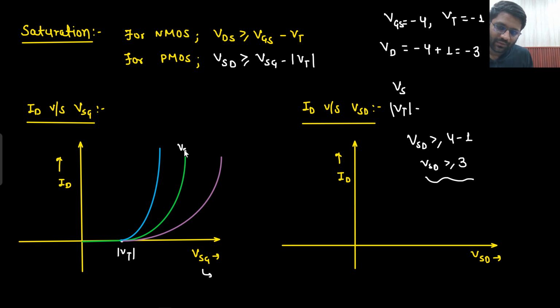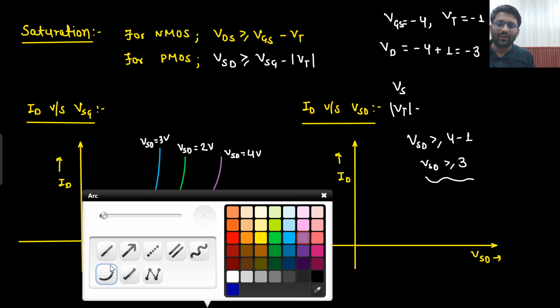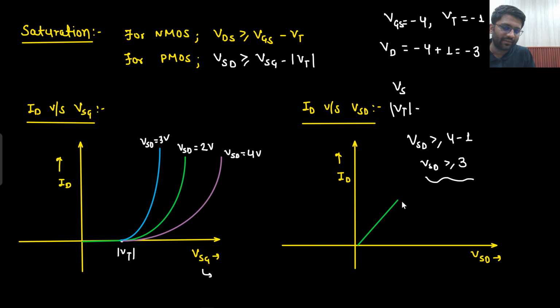Let's just say this was your VSD equals 2 volt. Positive I have made because drain will be at negative potential. So VSD equals 2 volt. So this would be VSD equals 3 volt and this would be your VSD equals 4 volt. Say yes or no. And what about this particular graph? So in this particular graph, what will happen? This kind of characteristics we will get because we are drawing it with respect to VSD.